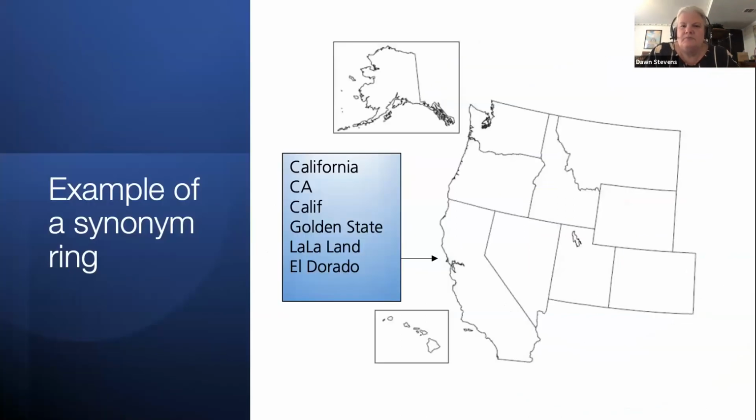So for example, probably several of you are from California, so I apologize that I have referred to it as La La Land here, but here are a possible set of synonyms that people could be entering if they were looking for the state of California. So they ran the gamut of abbreviations, nicknames, colloquialisms, again, all sorts of things that we could choose to put into our list of what is a synonym for, in this case, California.